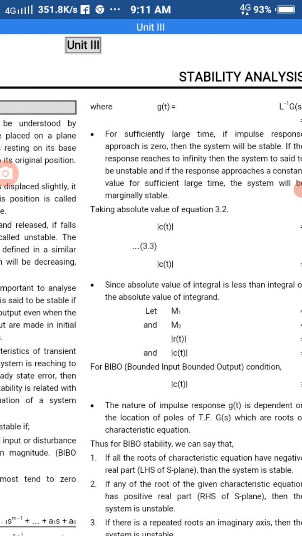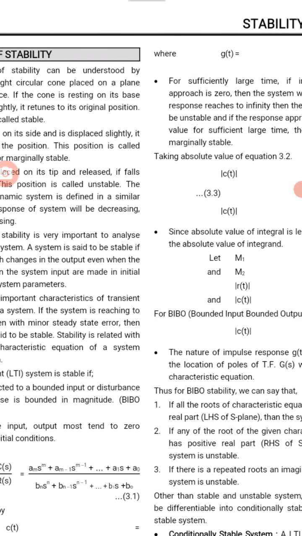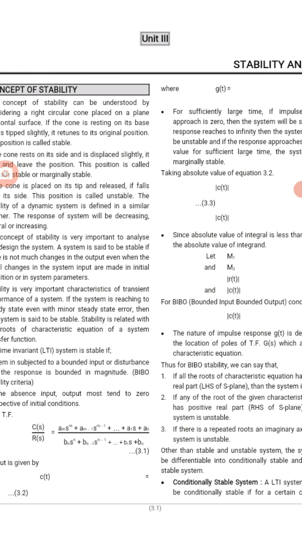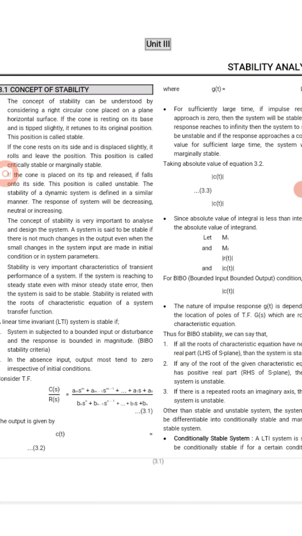Now let us switch to unit number 3, that is stability analysis. Stability analysis means we have to analyze the stability of the system, whether the system, let it be an amplifier, let it be an attenuator, let it be a low pass filter, let it be a high pass filter, such types of systems are there. If input is applied to the system and corresponding output is taken, irrespective of temperatures and other parameters, the system should be stable. That is what the criteria is.